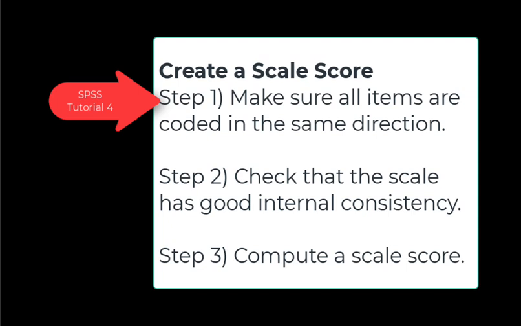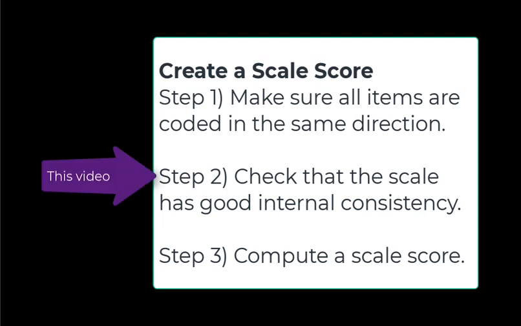The SPSS tutorial 4 dealt with the first step, making sure that all the items are coded in the same direction. This video will focus on the second step, checking that the scale has good internal consistency.